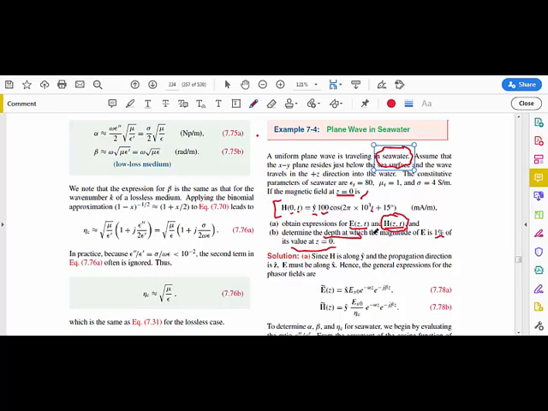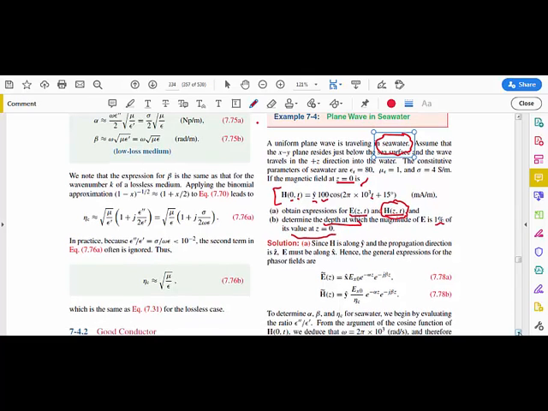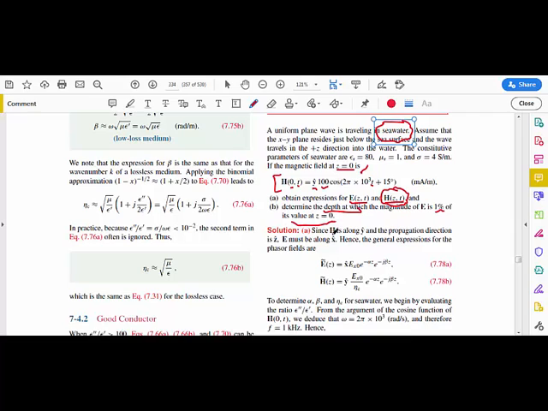So let's go to the solution. As we said, as long as the H or the magnetic field is oscillated in the y direction, and the wave travels in the positive z direction, we could expect the electric field will be oscillated in the x direction.